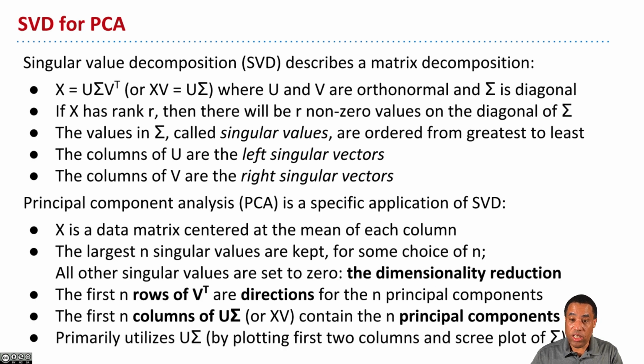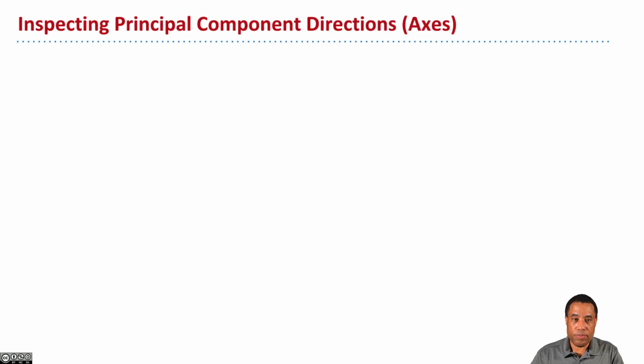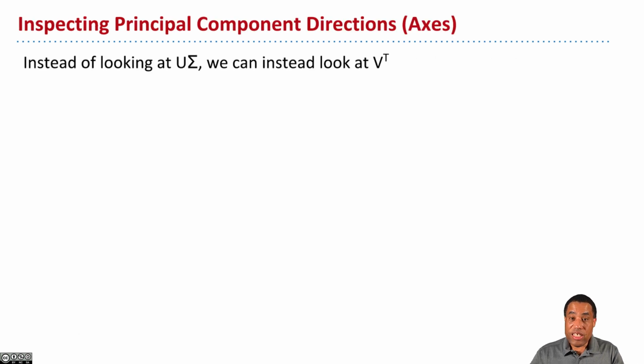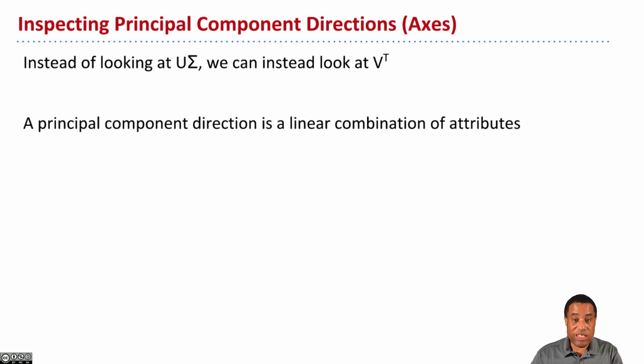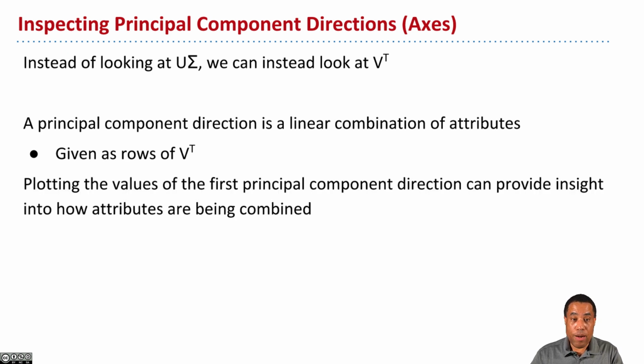Okay, now primarily we're going to utilize U sigma by plotting the first two columns and a scree plot of sigma. So instead of looking at U sigma, we could instead look at V transpose, right? A principal component direction is just going to be a linear combination of a set of attributes, right? And they're given as rows of our V transpose matrix, and plotting the values of that first principal component direction can give us some insight into how the attributes are being combined.